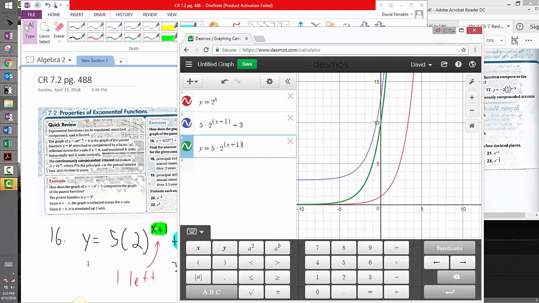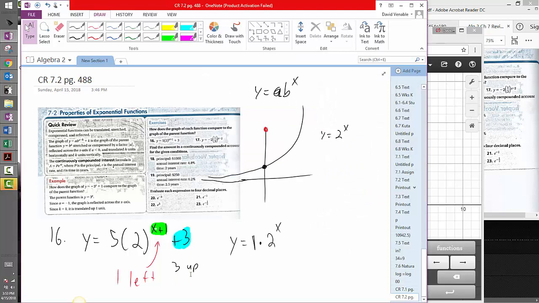So here's the thing, just pick out the pieces. It's shifted 3 up, it's shifted left by 1. If this is a minus, it would be right by 1. And the last one is that it's stretched by 5. So this 5 right here is a vertical stretch.